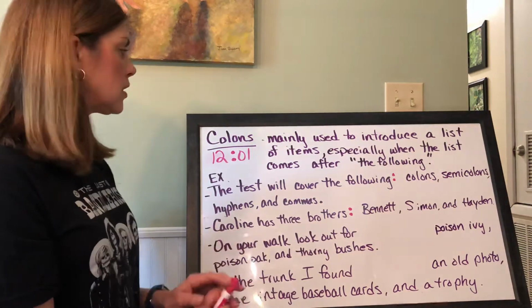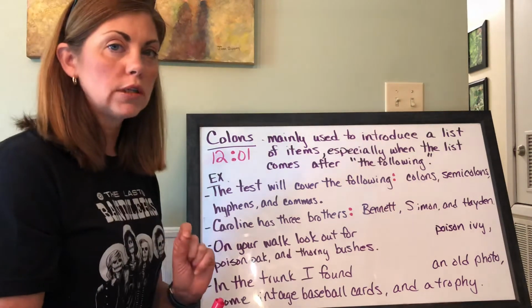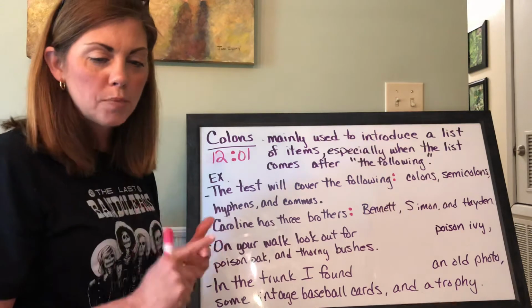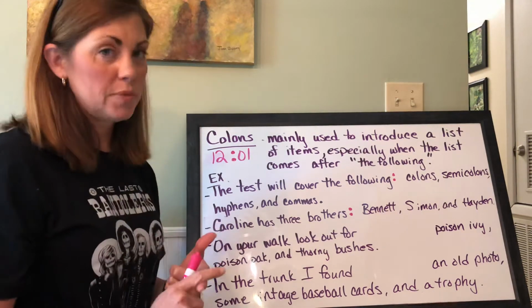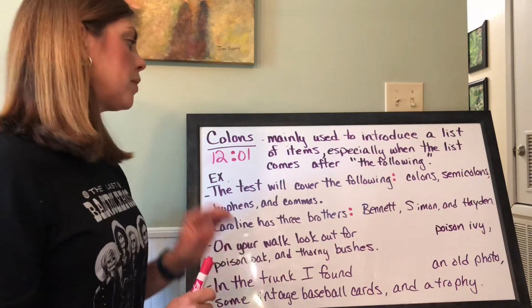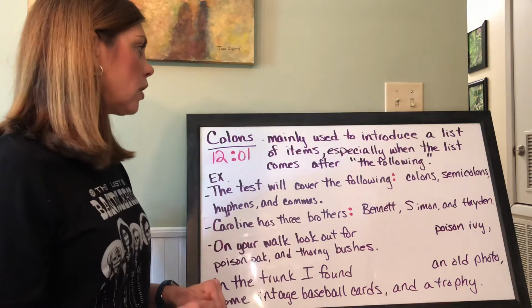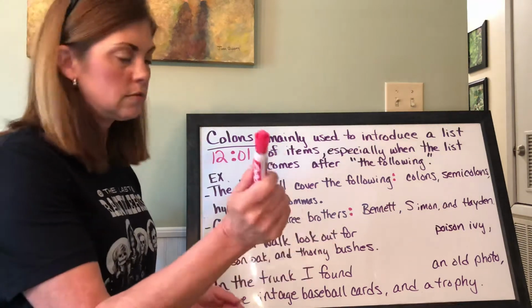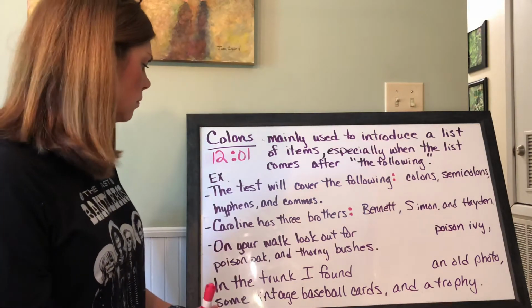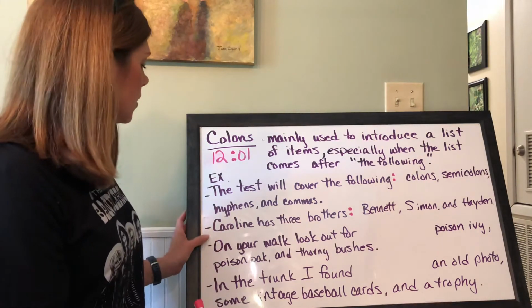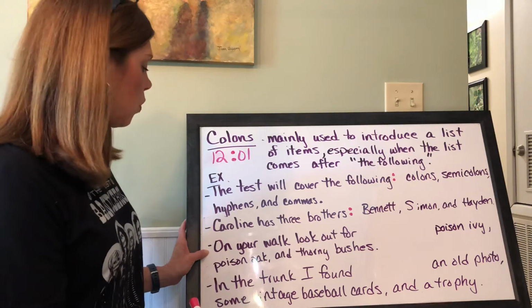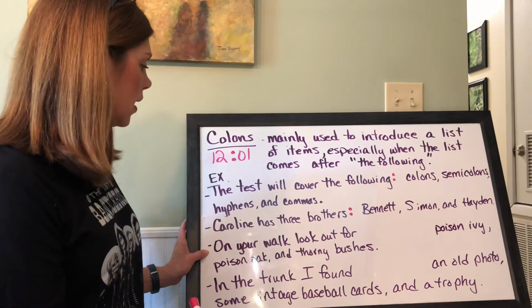Okay, so let's look at this one. Also, you never put a colon right after a preposition. Sorry, I almost said object, but right after a preposition. So you wouldn't want to say "of colon" and then start listing things. Okay, so look at this one. On your walk, look out for poison ivy, poison oak, and thorny bushes.